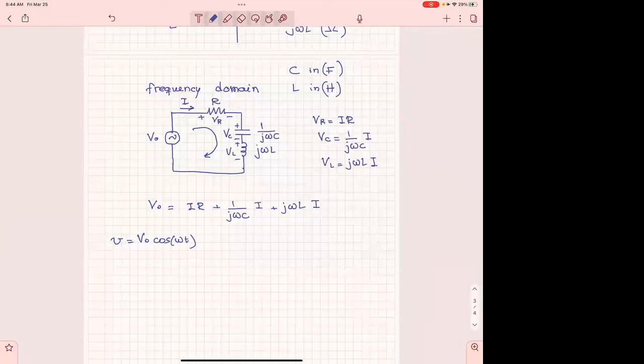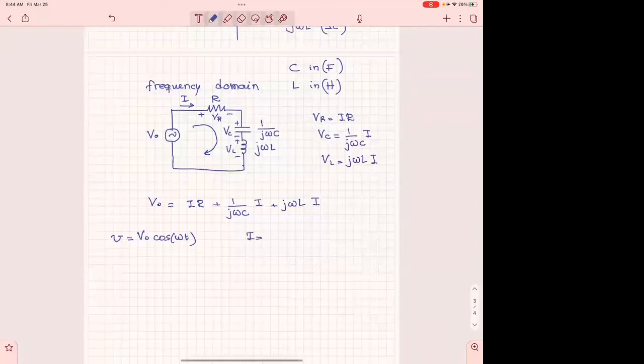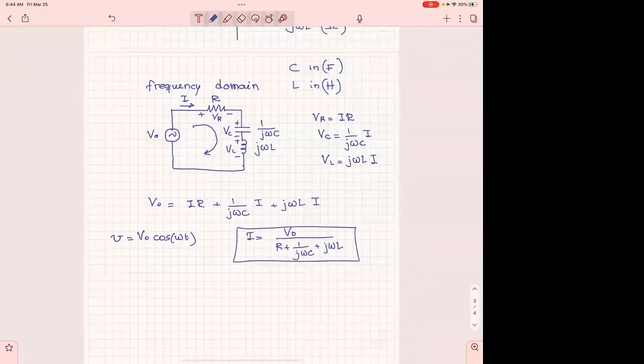So I here, in this particular case, would be V naught over R plus 1 over j omega C plus j omega L. And this is still a harmonic function. Of course, the real value of I, in this particular case, will be the maximum of the real value of the current that is in the time domain circuit. But that is what you are going to have from this point on.